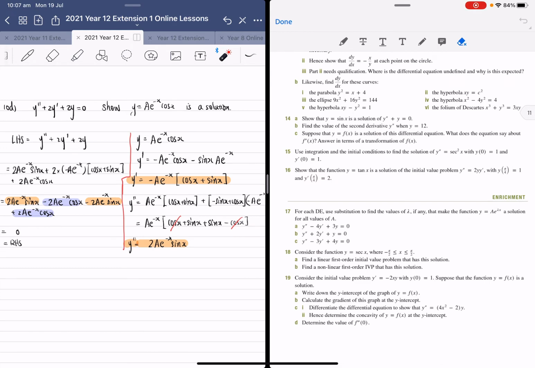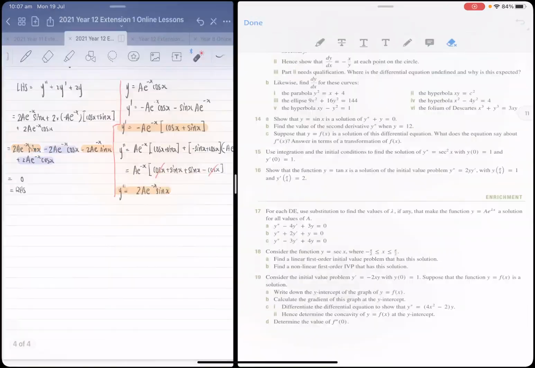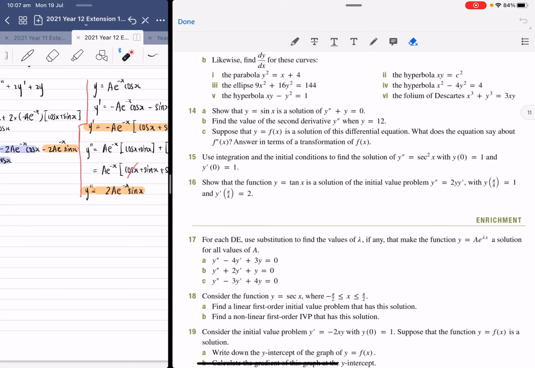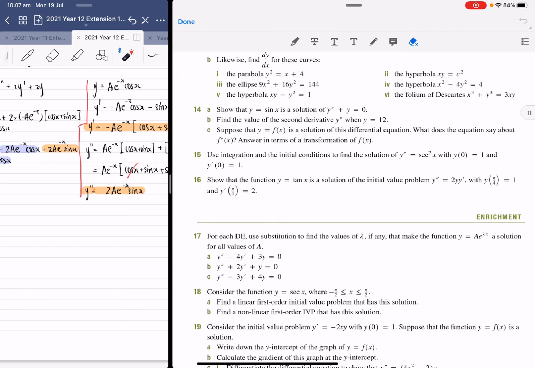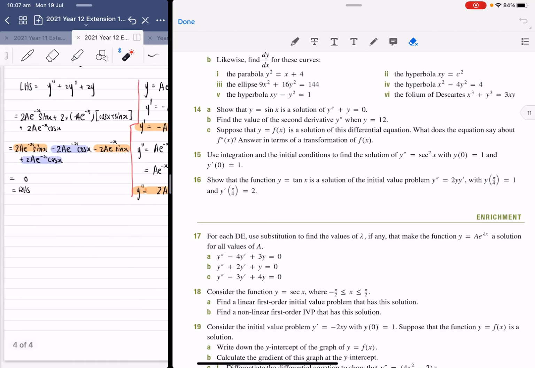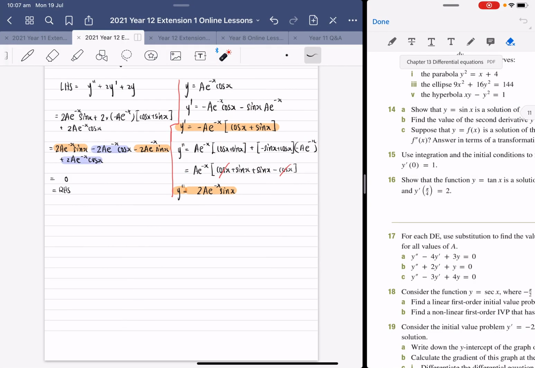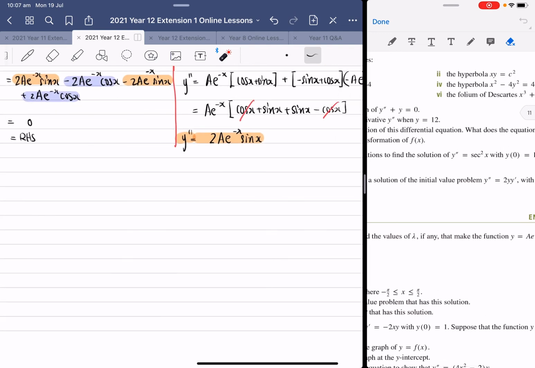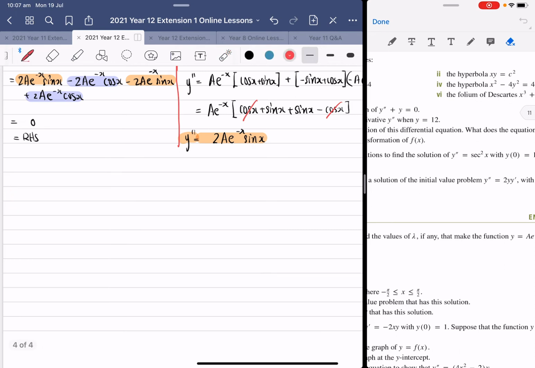All right, so if we look at question 15, use integration and initial conditions to find the solution of y double dash equals sec square x, with y(0) equals 1 and y dash (0) equals 1. Now they give you two conditions here. The reason is that this is a second order differential equation, and that's why you can have two constants. If it's a third order differential equation, you can have three constants, so you need three conditions to help you solve it.